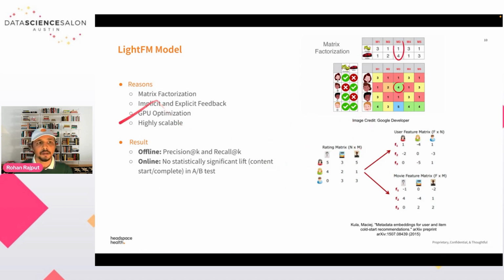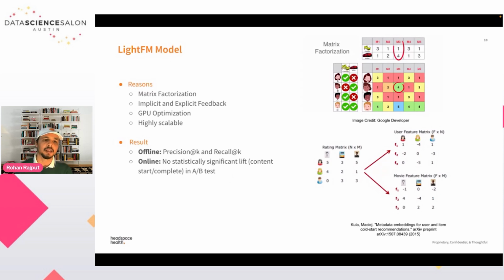Yeah, and then we included lots of implicit and explicit feedback from the users. Because this is a matrix factorization model, it is usually very fast with GPU optimization because it's simple linear algebra, and it's a highly scalable model. We chose precision@K and recall@K as our offline metrics, and we ran an A/B test focusing on driver metrics. The driver metrics we chose for this A/B test were content start and content complete. So we wanted to measure what average content start and content complete we could get in control and treatment.